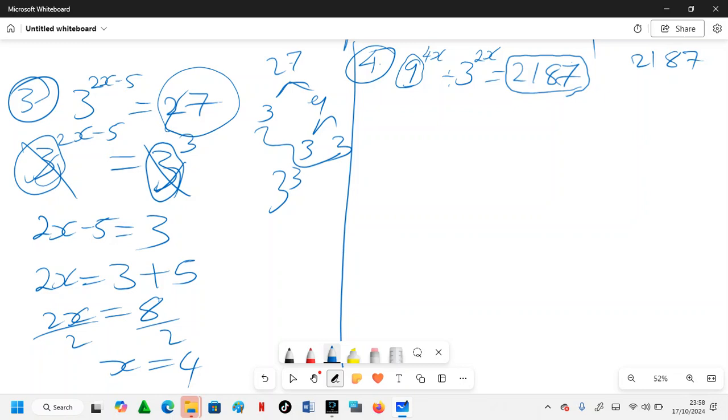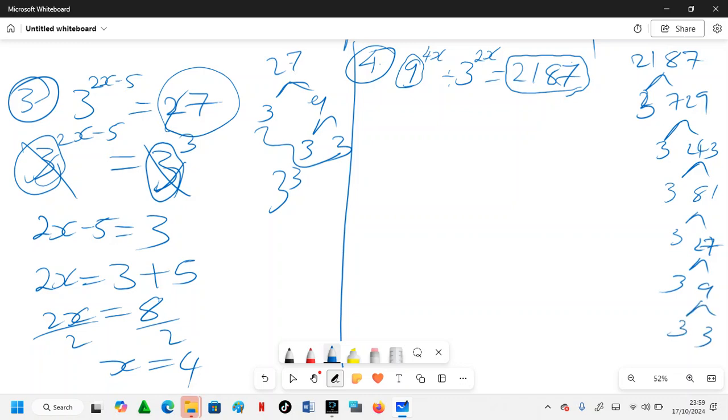So let's see, 2187 divided by 3, it divides 2187 729 times, again divide to 729, 243 times, again 81 times, again 27 times, again 9 times, and 3 times, right? So it is 1 2 3 4 5 6 7, right?